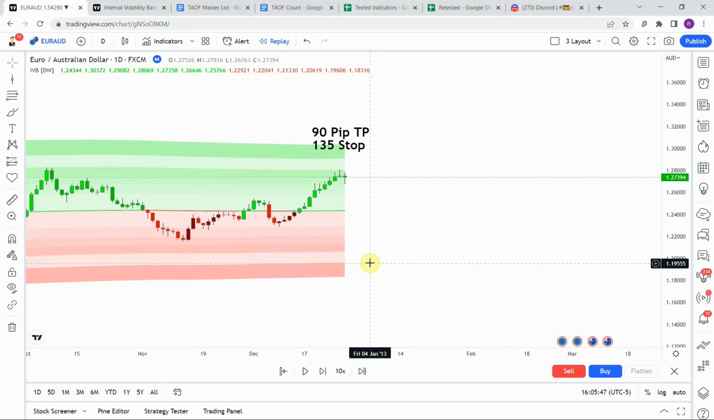Today we will be testing the interval volatility bands indicator.